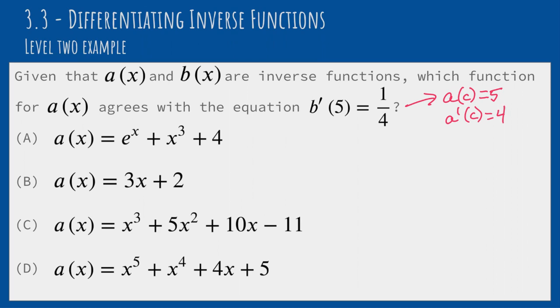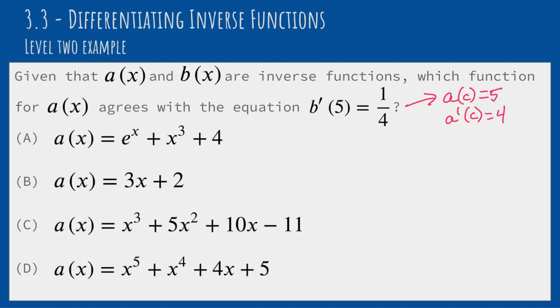Okay, so if we think about corresponding points on a and b, the point in question is going to be 5 comma something, which I'm going to call C. So we're looking for the derivative of b at 5 to be 1/4. The corresponding point over here is going to be C comma 5, and the derivative at that point is going to be the reciprocal, which is 4. So I'm going to take each option and treat it like a true false question. I'm going to do each one individually and say yes, it agrees with that, or no, it doesn't.